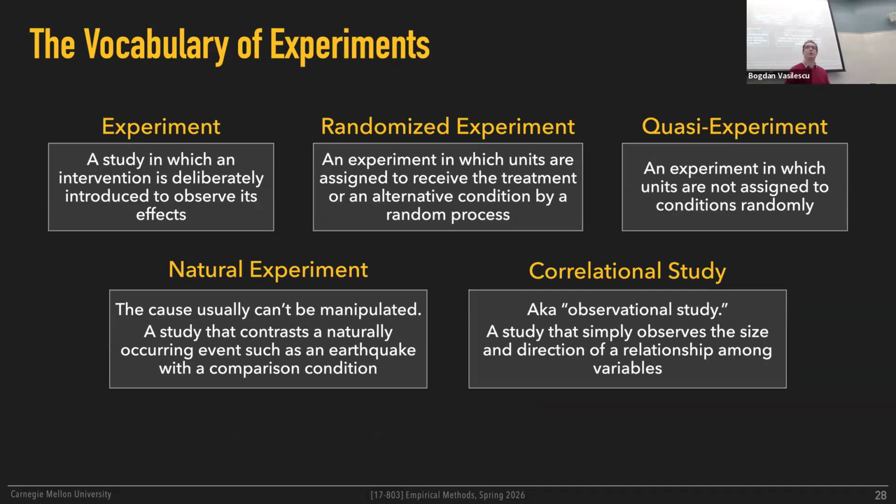Okay, and finally, we talk about correlational studies or observational studies. When we simply observe and maybe measure the size and direction of relationships between variables without actually introducing any intervention deliberately. We, I mean the research team. It could be that somebody else introduced the intervention deliberately. For example, we studied the adoption of tools in open source teams. That's an intervention, but we were not the ones that introduced it. So that's an observational study.